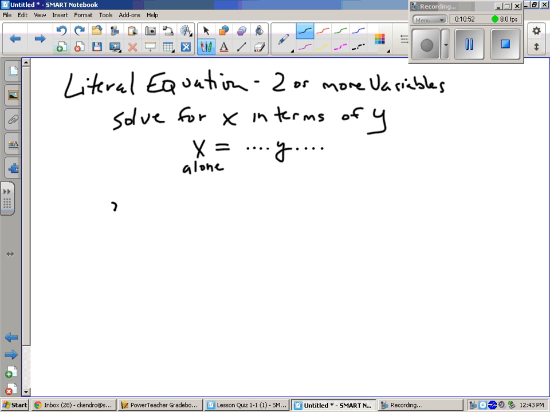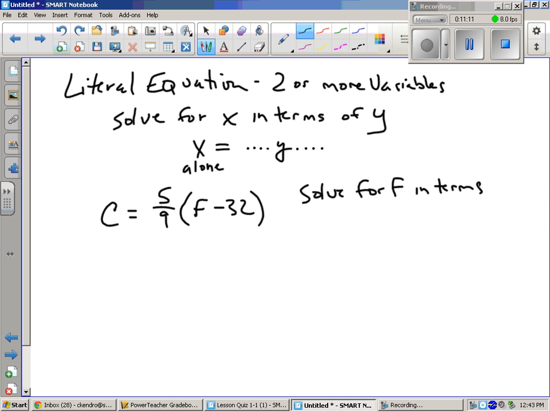All right, let's start with centigrade is 5/9, and then Fahrenheit minus 32. So this is converting from Fahrenheit to Celsius. Now what I want you to do is solve for F in terms of C. Solving for F, I need F to be alone here, and then something with C in it on this side. So I need to get this letter F alone.